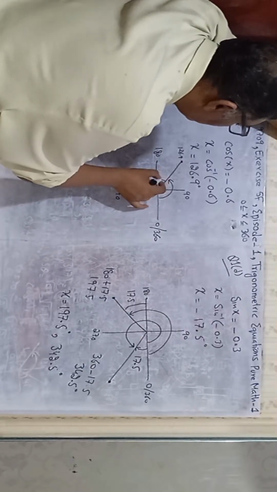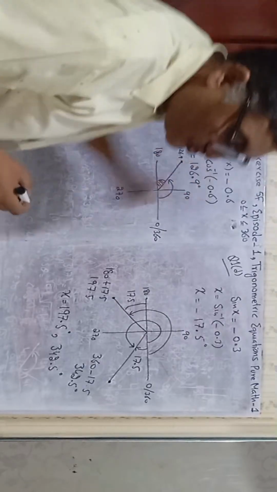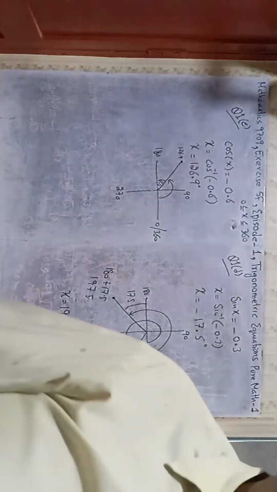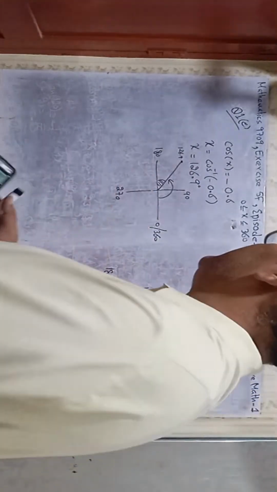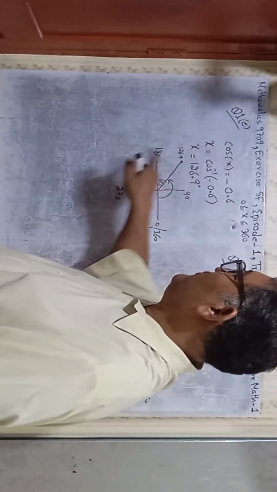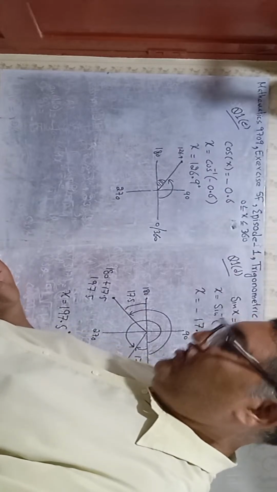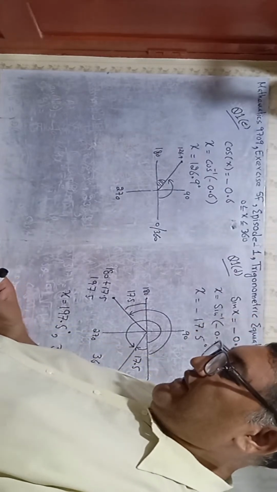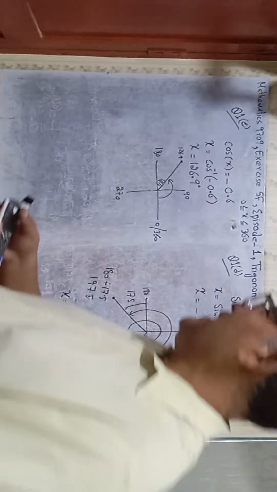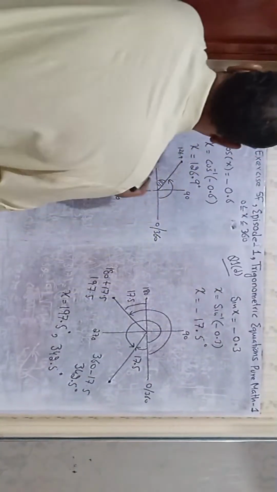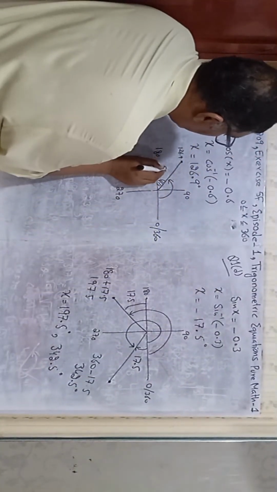So what will be the base angle here? I don't know, so let me first find the base angle. The base angle is the angle with the x-axis. So 180 minus 126.9 will give me this base angle. So it is 53.1 degrees.